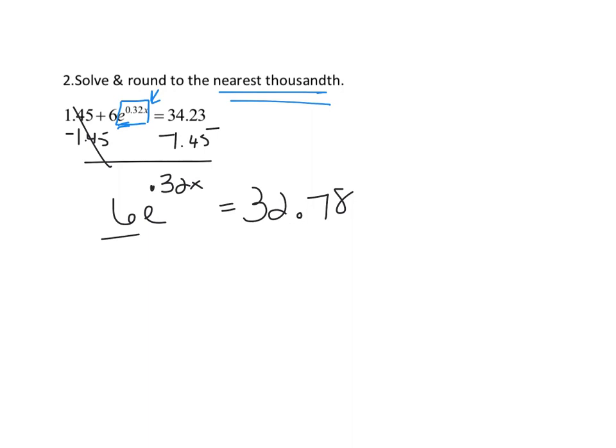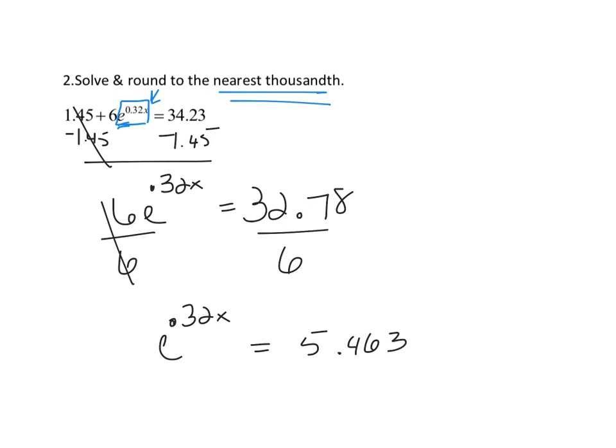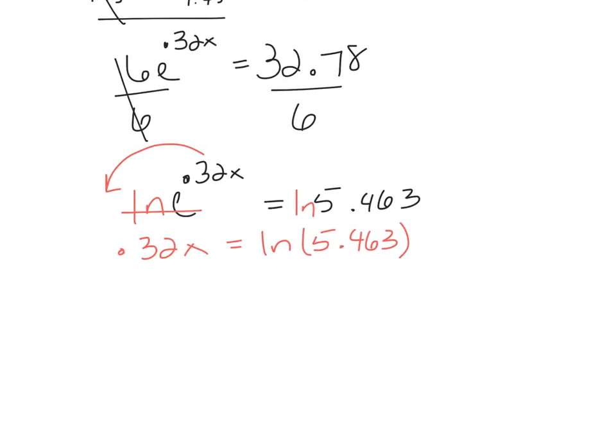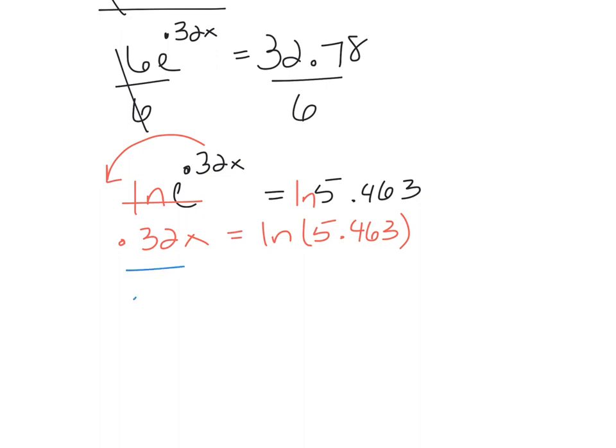32.78. Then you're going to divide by 6 because you need to get the e alone to put the ln in front. That divided by 6 is going to get you 5.463 about. Keep that decimal in your calculator. Now you're going to want ln on either side because you're going to bring this exponent down. So you get 0.32x. We don't need to write the ln e anymore because that cancels out to 1. I have ln of 5.463 now. All right, now I'm going to divide by 0.32, and I'll end up getting my x value of 5.306, rounding to the nearest thousandth.